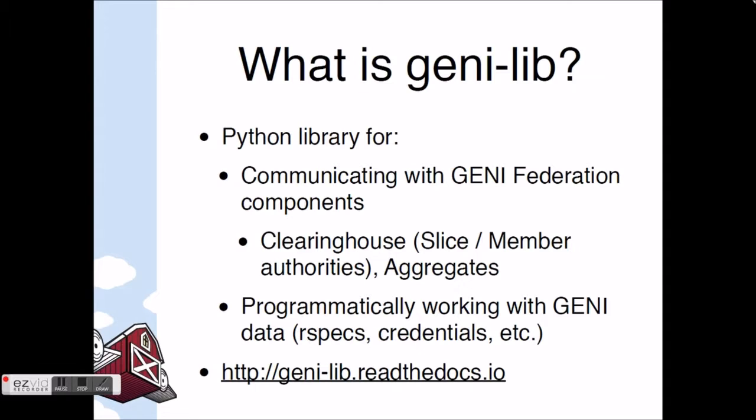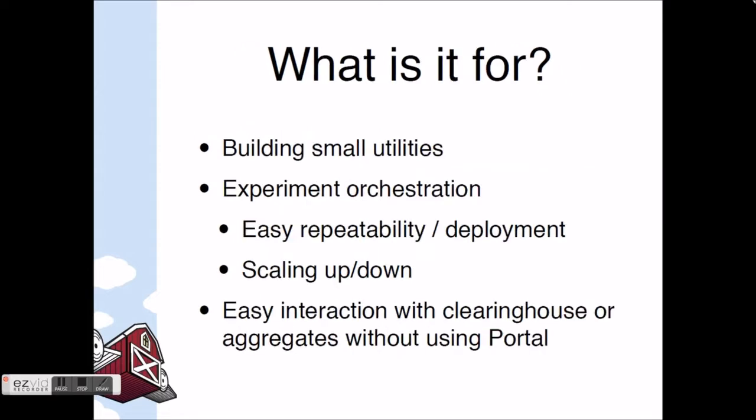Basically, it's Genie scripting in Python. Instead of using, say, JAX or the portal or Genie Desktop, this is a way that you can write scripts. That goes to what it's for, which is that sometimes we want to easily repeat our experiments or easily scale them up and down. Maybe you want to try one site to make sure your experiment works, but then you want to run it on 20 sites to get a bunch of good data. GENI-Lib is perfect for this. You can build this out and then just scale it up to a bunch of different sites easily.